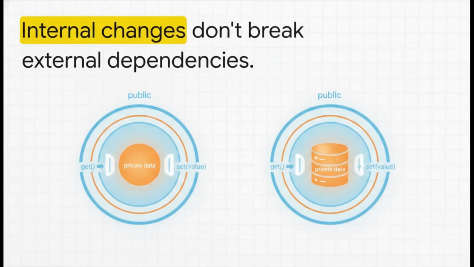But honestly, the biggest advantage here is that internal changes don't break external dependencies. Thanks to encapsulation, you can completely gut the internal implementation of a class. Say you decide you want to store that bank balance in a database instead of just a simple variable. As long as those public deposit and withdraw methods take the exact same inputs and give the exact same outputs, none of the external code relying on that class is going to break. The rest of the software doesn't even know the internal plumbing changed.